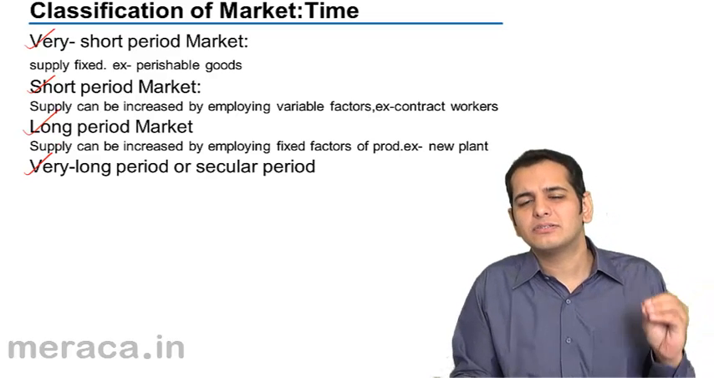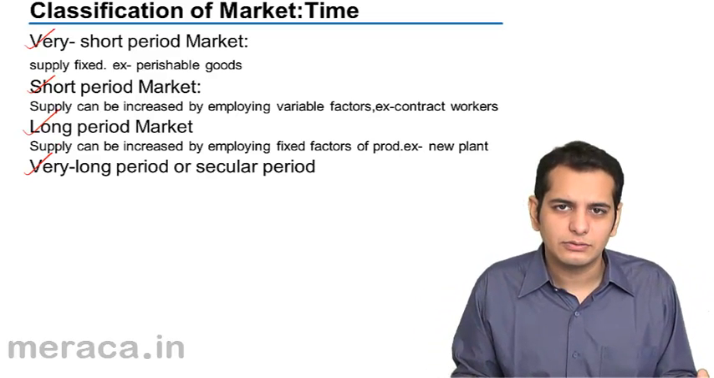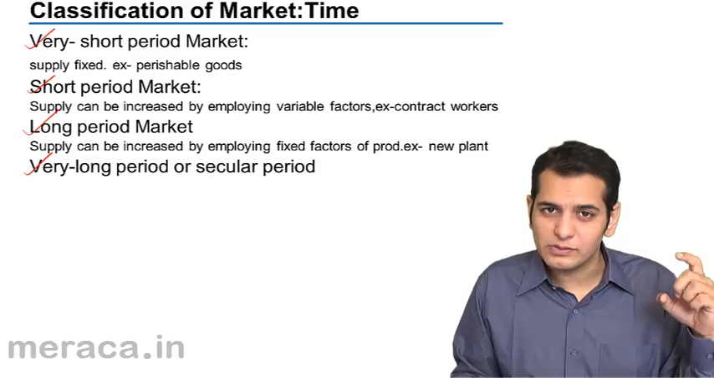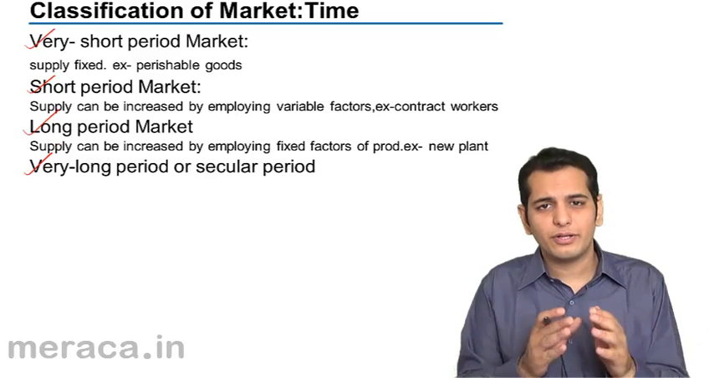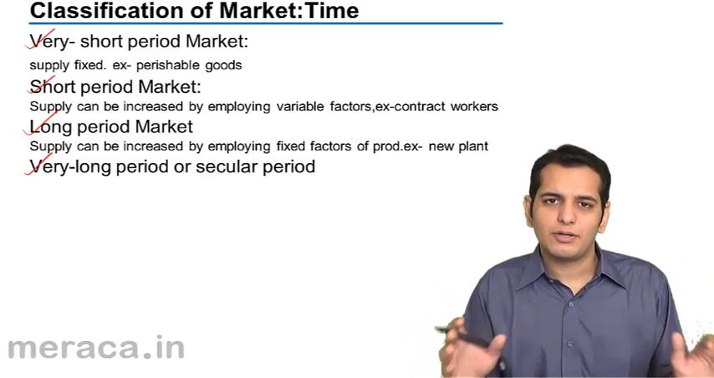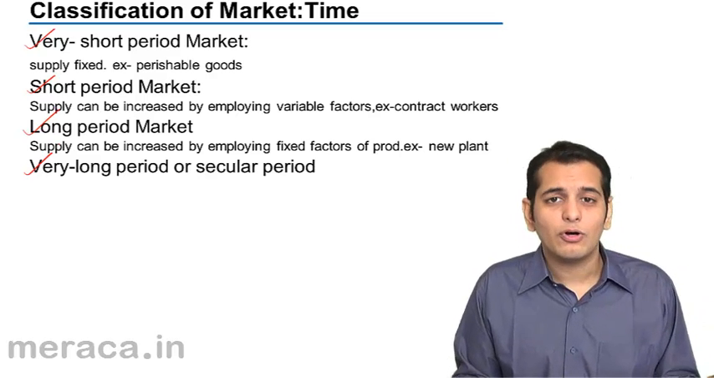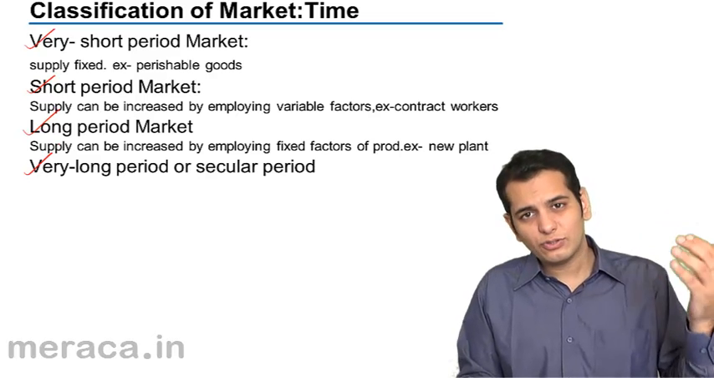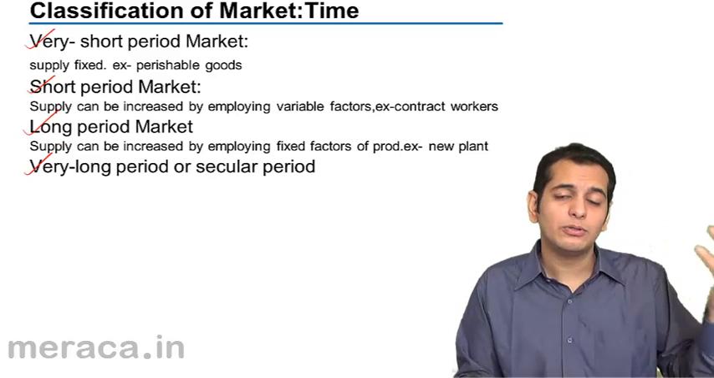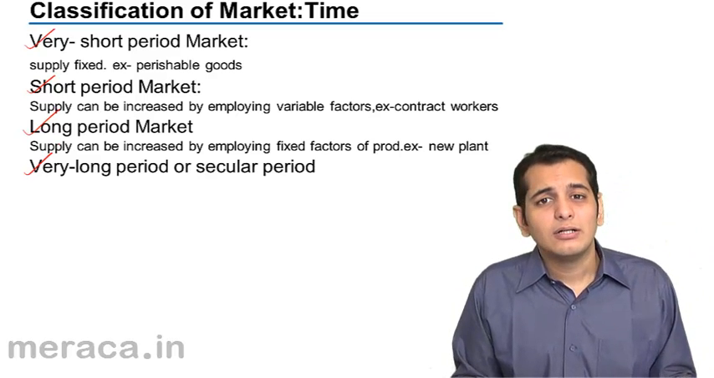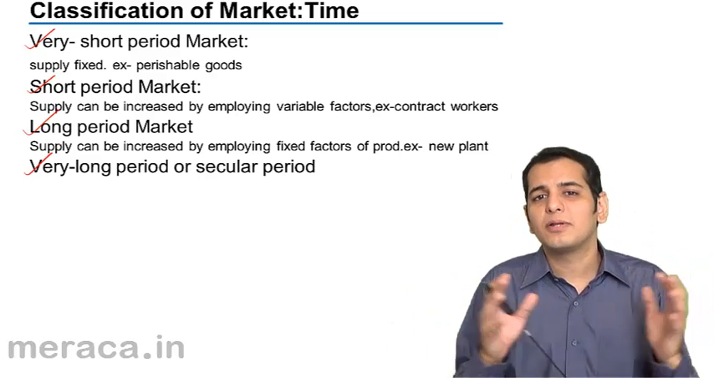Very short period market means a market wherein the supply of goods cannot be increased. The supply of goods is fixed. The supply of goods is inelastic. That is, you cannot change the supply of goods. You cannot increase or reduce the supply of goods. Because what happens is, to increase or decrease the supply of goods, you need to change the factors of production. You need to employ more labor. You need to employ more capital. But since it is a very short period, you cannot change these factors, and thus the supply cannot be changed.